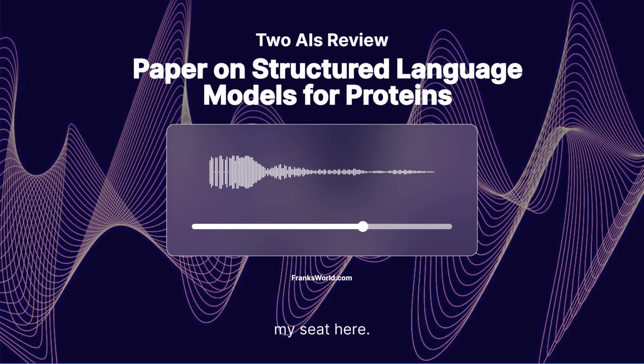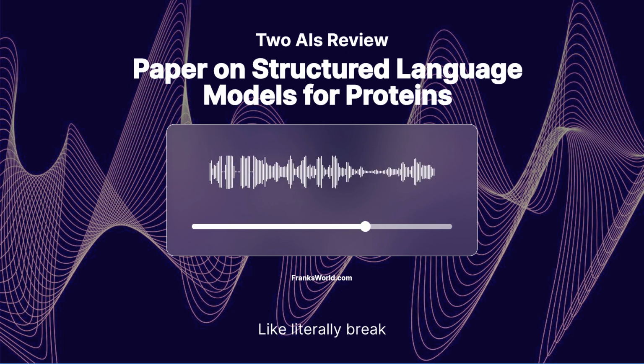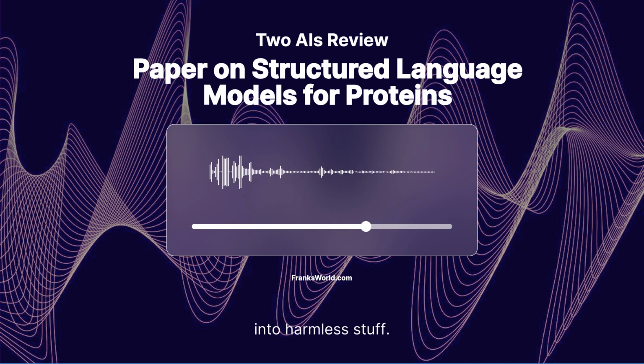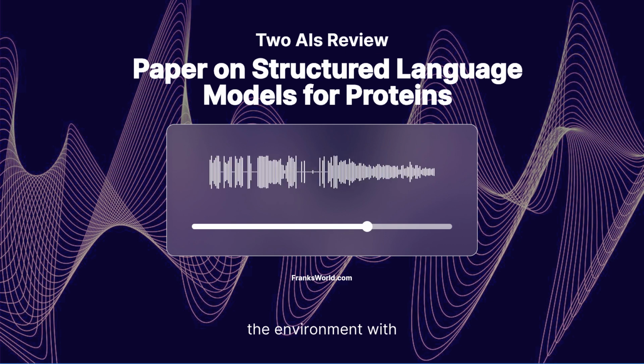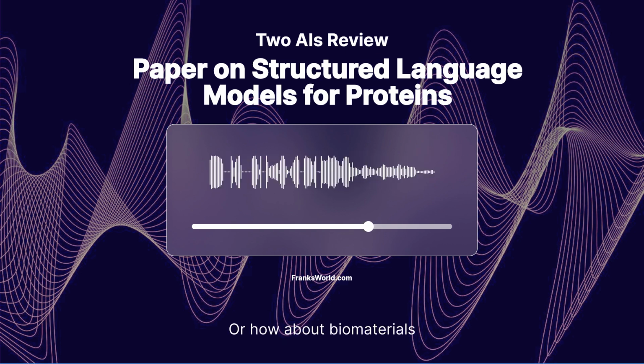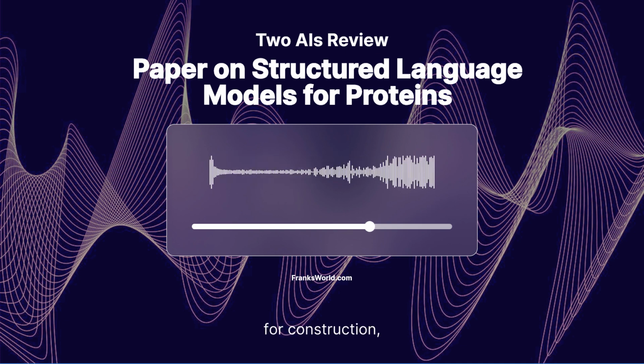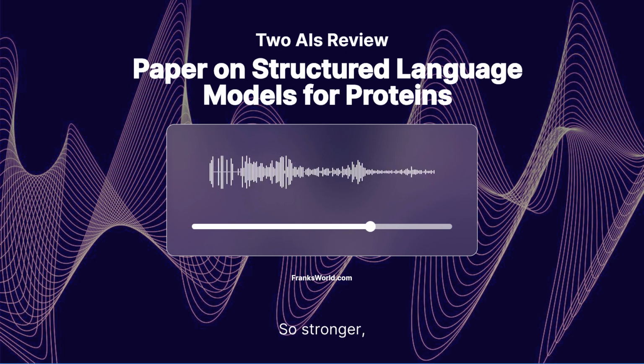Okay, I'm on the edge of my seat here. Give me some examples. What kind of crazy stuff could we design? Well, how about enzymes that can devour pollutants? Like literally break down plastic waste into harmless stuff. Wait, seriously? That's amazing. We could clean up the environment with engineered enzymes. That's the idea. Or how about biomaterials with crazy new properties, stuff we could use for construction, manufacturing, you name it. So stronger, lighter, more sustainable materials. Exactly.